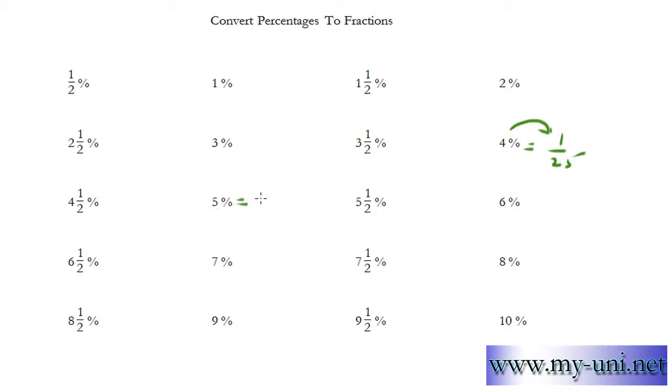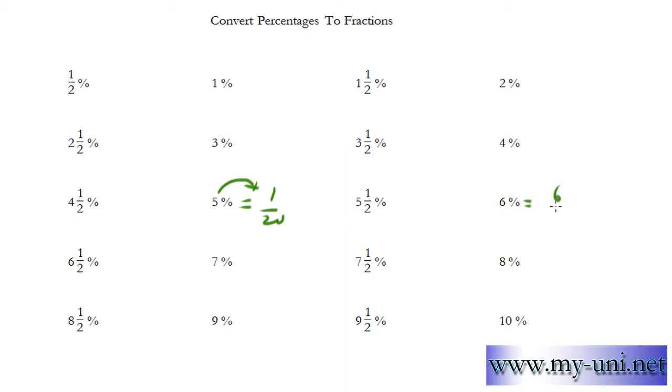5%, simply divide 5 by 100. This percentage has been converted into a proper fraction, but this fraction can be simplified. 5 times 1 is 5, 5 times 20 is 100, so 1 over 20. So 5% can also be written as 1 over 20, or 1/20th. So this is the fraction format of 5%, a proper fraction.